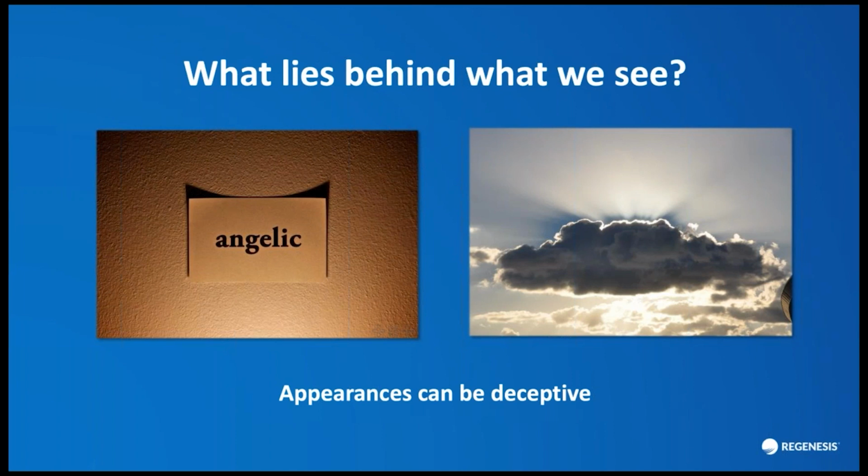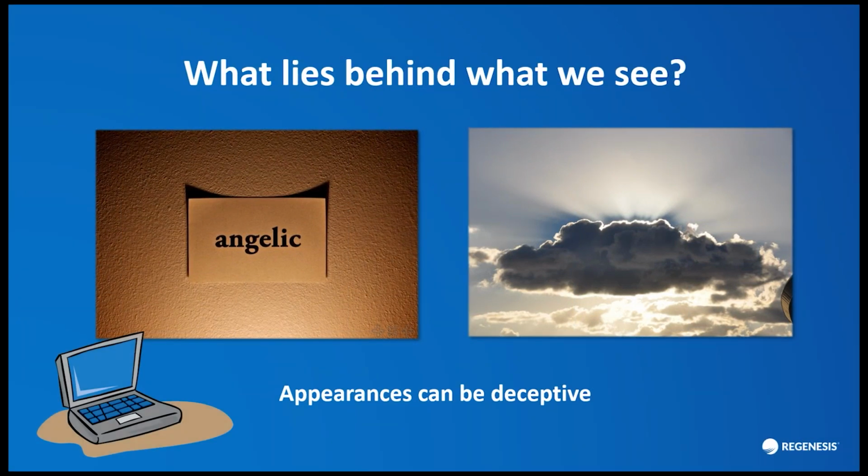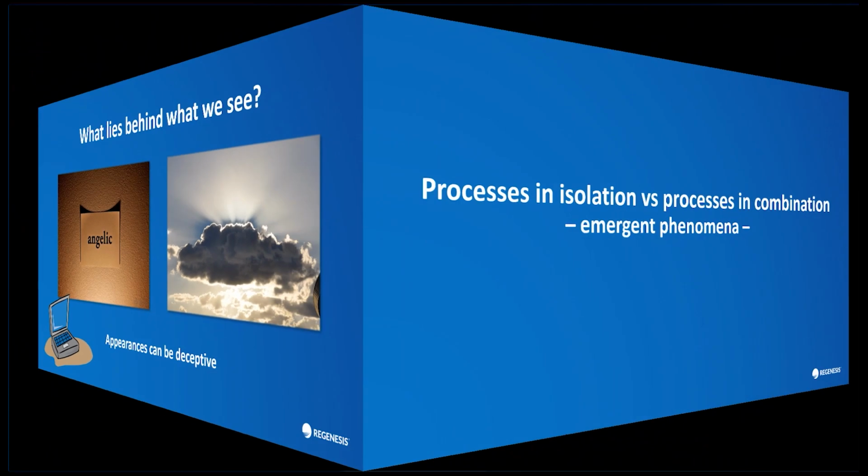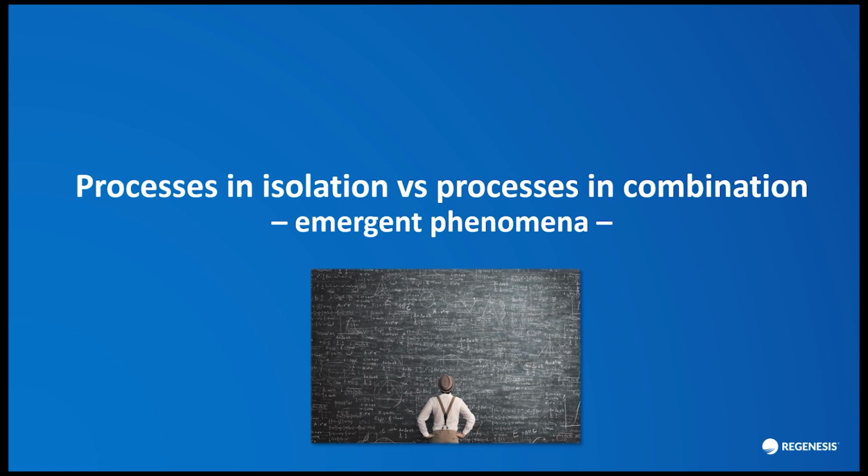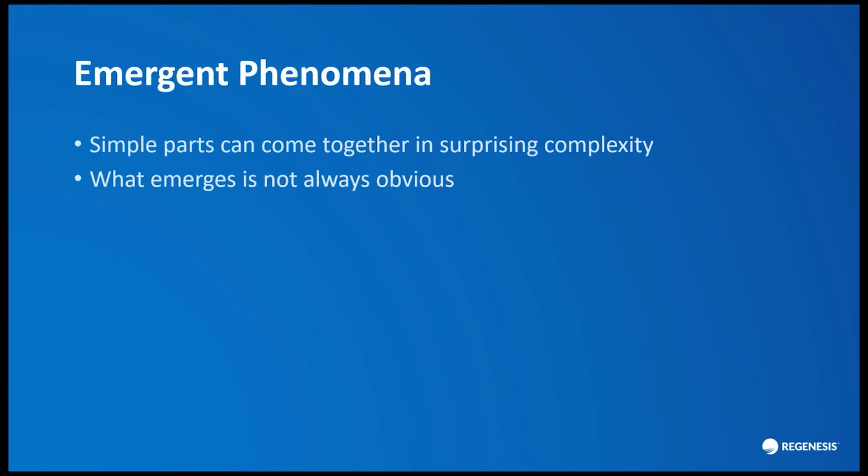This talk is going to explore the hidden stitching at the back of the tapestry so that we can better understand the picture that we see, and it will draw on modeling for the insight and illustration. So let's take a look at this. Much of the confusion can be because of emergent phenomena. In other words, simple parts coming together into something new that could be a lot more complex. A lot of simple parts can become a complex whole. So simple parts can come together in surprising complexity, and what emerges is not always obvious.